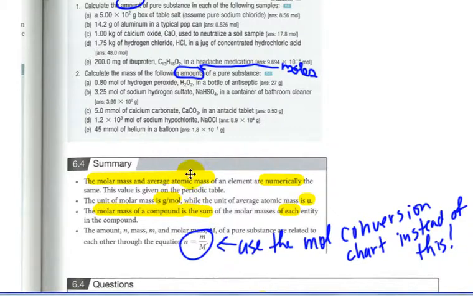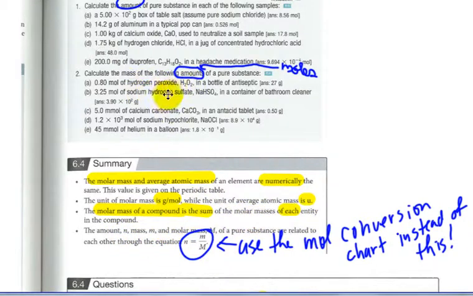Atomic mass is in atomic mass units, relative masses to each other, whereas for molar mass we're looking at the mass of 1 mole of substance, or 6.02 times 10 to the 23rd particles, which are atoms, molecules, or formula units. The unit for molar mass is grams per mole, whereas the average atomic mass is little u, or AMU. The molar mass of a compound is the sum of the masses of each entity in the compound.